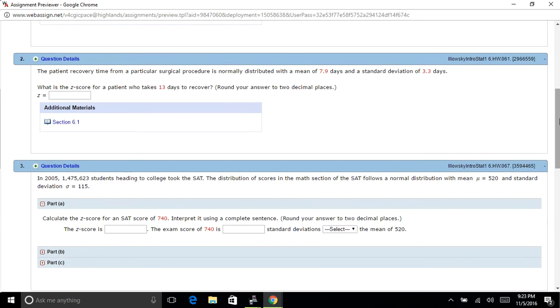So here's another one. The patient recovery time for a particular surgical procedure is normally distributed with a mean of 7.9 days and a standard deviation of 3.3. What is the z-score for a patient who takes 13 days to recover?